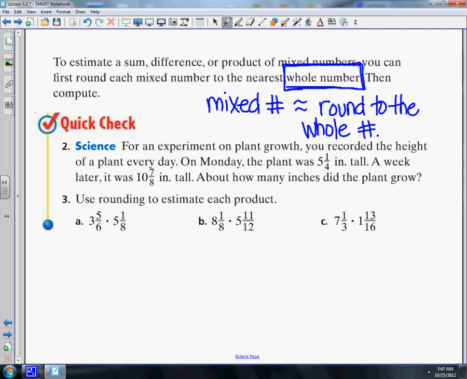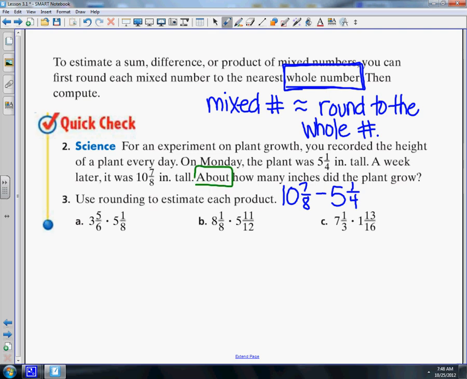Okay, so here's an example. For an experiment on plant growth, you recorded the height of a plant every day. On Monday, the plant was 5 1/4 inches tall. A week later, it was 10 7/8 inches tall. About how many inches did the plant grow? So, I'm going to take my larger number, which is 10 7/8, and I'm going to subtract my smaller number, 5 1/4.